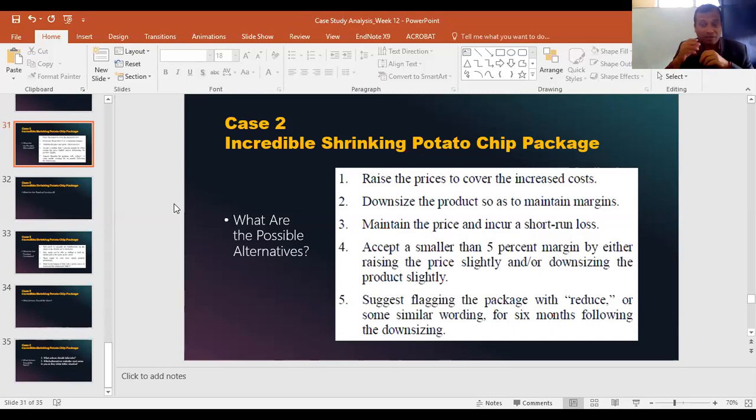Downsize the product. Okay, tell me the argument behind why. Yeah, downsize the product so as to maintain margins. Because I don't have an argument. Okay, sorry. Okay, anyway, good. Thanks for participation.